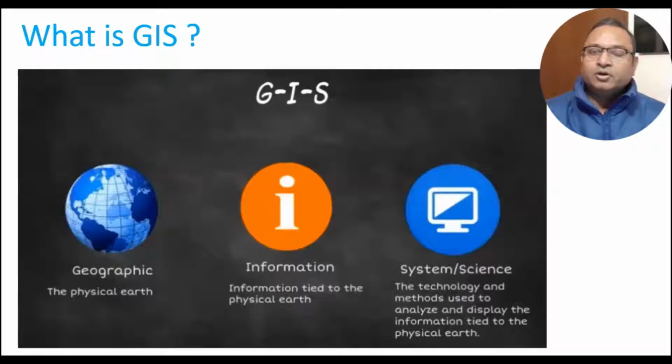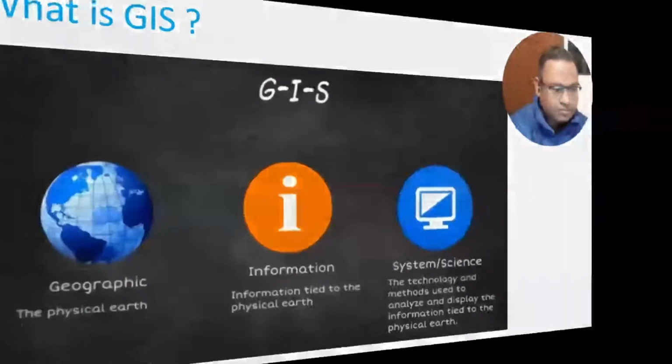System means the technology or the software which we are using to analyze the stored geographical information in a meaningful manner, display it on the screen and analyze it, right? So in a nutshell, GIS helps us to understand what has happened, what is happening, and what will happen in the geographic space.